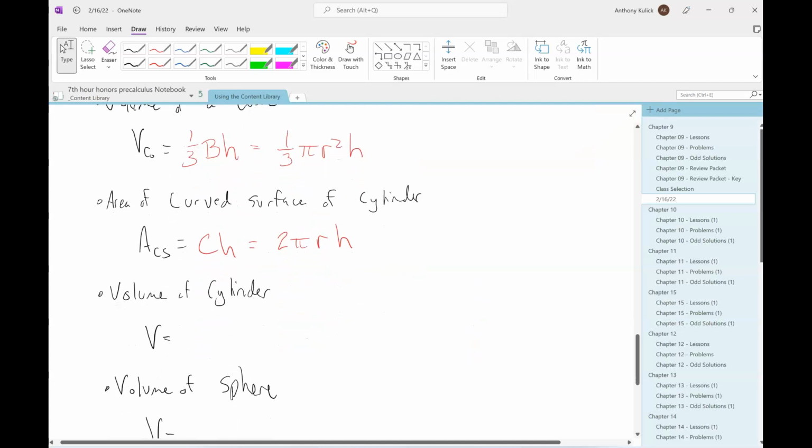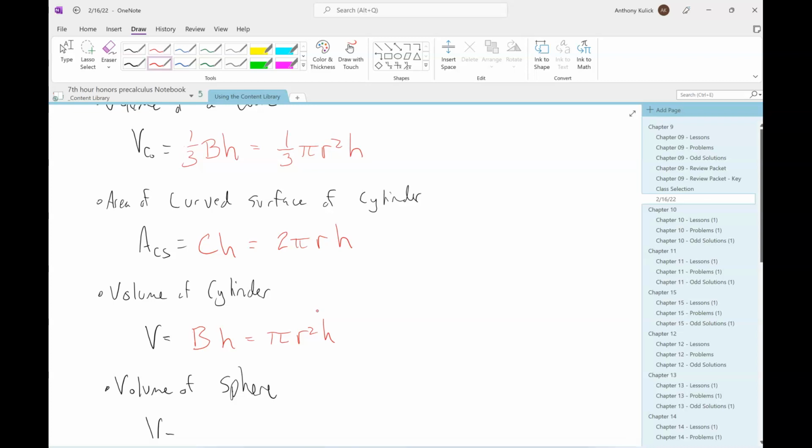Do you remember the volume of a cylinder? Yeah, I'm going to say area of the base times h, but for a cylinder the base is a circle, so pi r squared h. In general, for any prism, the volume is area of the base times the height. But since we're talking about a cylinder specifically, where the base has to be a circle, we'll be specific and say pi r squared h.